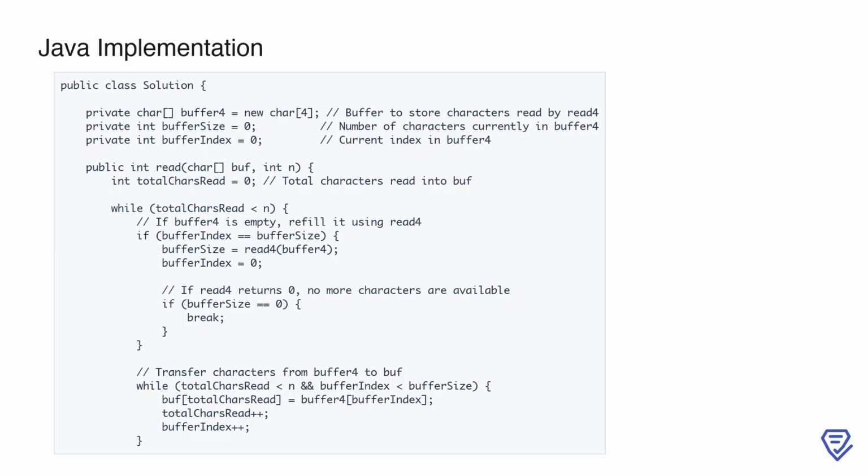The goal of this method is to read up to n characters into buff. We initialize total_chars_read to 0 to keep track of how many characters have been successfully read into buff. Within a while loop, we continuously check whether we have read the desired number of characters, n. If bufferIndex equals bufferSize, it indicates that the buffer is empty, and we refill it by calling read4, which updates bufferSize. If read4 returns 0, it means there are no more characters available, and the process halts. Once we have fresh data in buffer4, we begin transferring characters one by one into buff, incrementing total_chars_read and bufferIndex accordingly, until either buff is filled or buffer4 is exhausted.